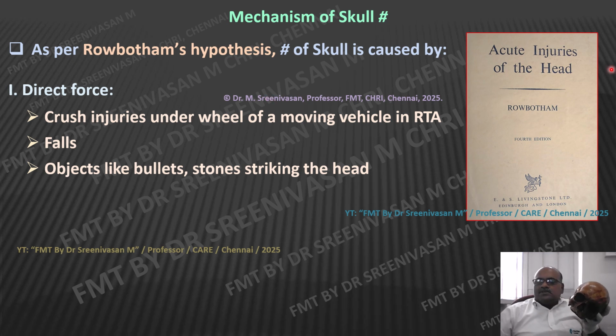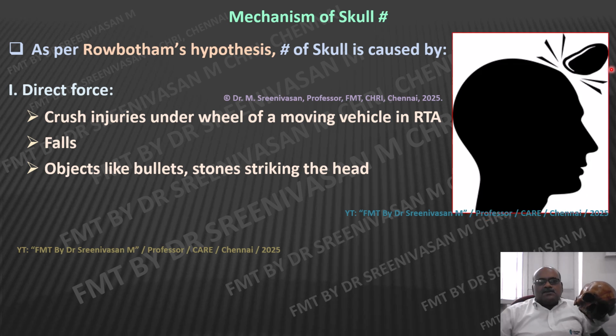Example for direct force resulting in fracture of skull is the stone. Suppose you are throwing stone, that stone at high speed hits the head, resulting in skull fracture of the frontal bone in this image. Or the object is stationary, but sometimes the skull goes and hits the object, resulting in skull fracture. For example, a person riding the two-wheeler at high speed suddenly skids and falls onto the ground, resulting in the skull fracture when the head hits the hard road, right?